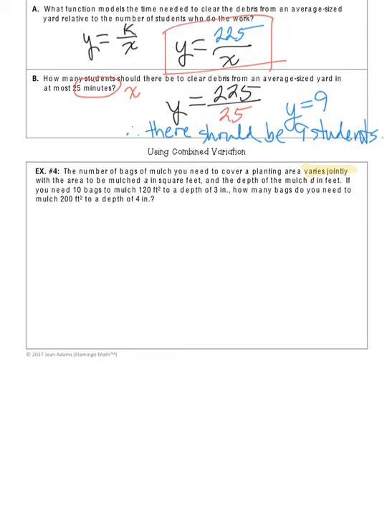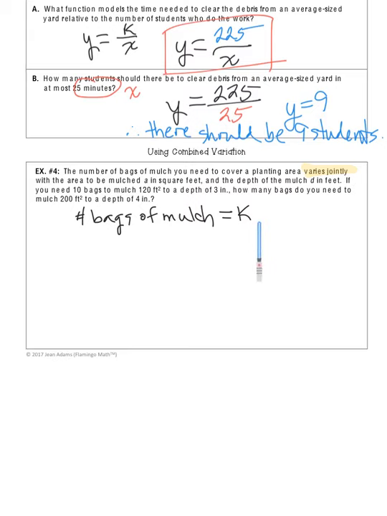What goes to the left? The left is the number of bags of mulch you need to cover a planting area. So I immediately would be thinking, okay, to the left of varies jointly is number of bags of mulch. So I'm going to probably write this out in words. Number of bags of mulch equals. And then remember, varies jointly means that we're going to have a k over here on the other side.